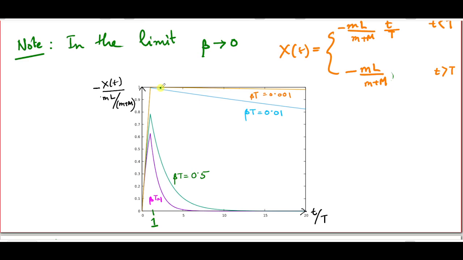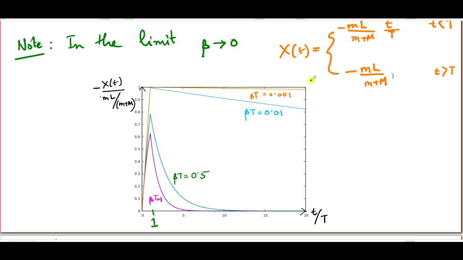But you have to also realize that as beta is made very, very small, the 0 beta result, which is a linear rise to the final value and steady at minus mL by m plus M from there, is not very different from what you get for very small beta. You get the almost linear rise for very small beta and an almost steady value after that.